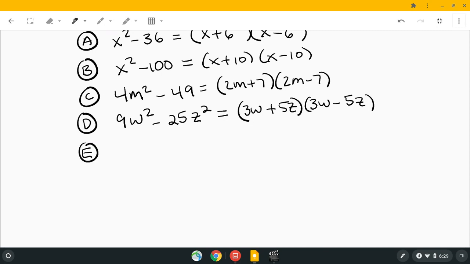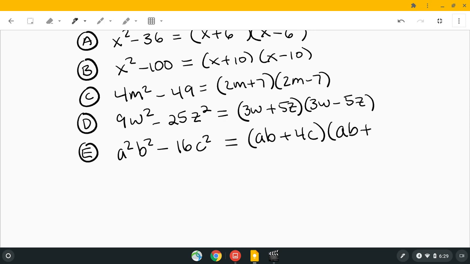Let's take a look at this one. a squared b squared minus 16c squared. All right, let's identify. Here, ab is being squared. And over here, 4c is being squared. So ab is being squared and 4c is being squared. So we get ab plus 4c, and the other one's going to be ab minus 4c.